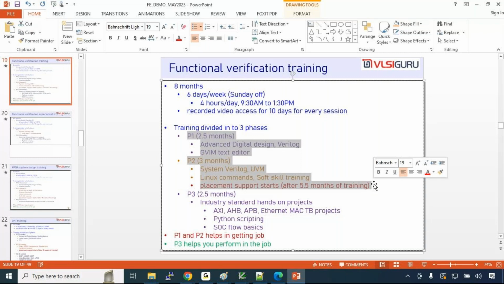If you are a fresher, you don't need UVM advanced. Only UVM main is sufficient for 95% of all your requirements.